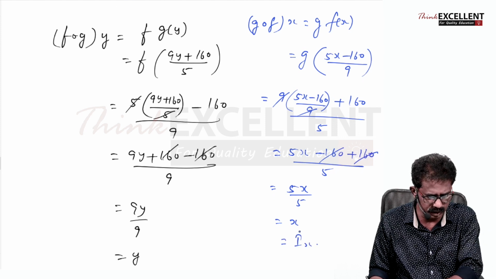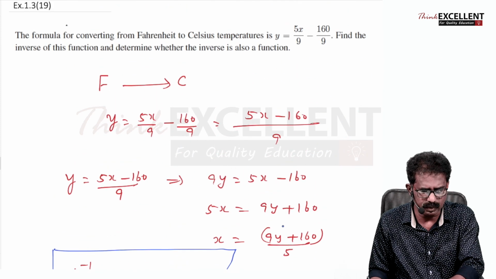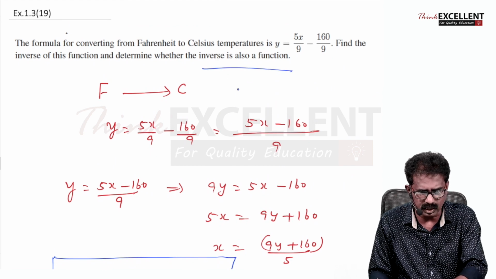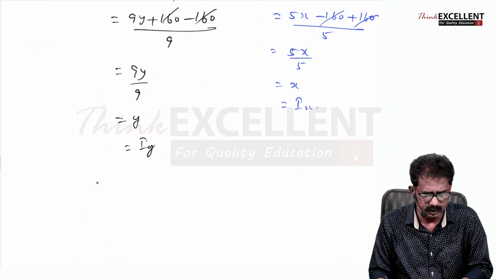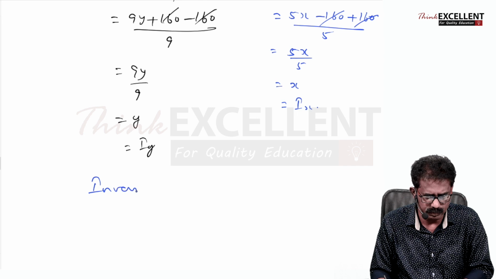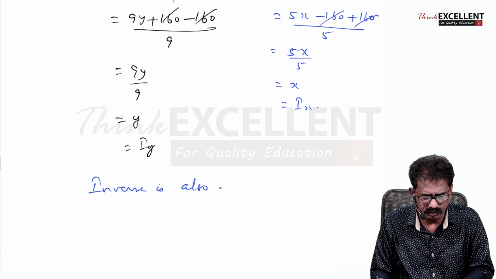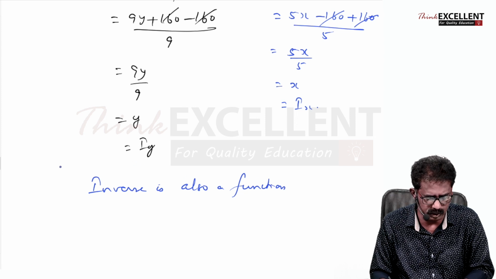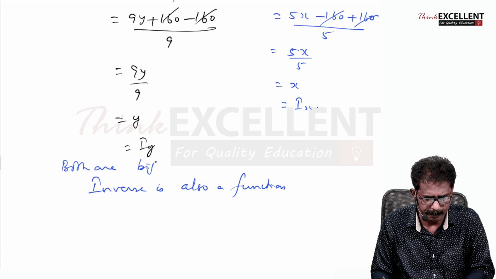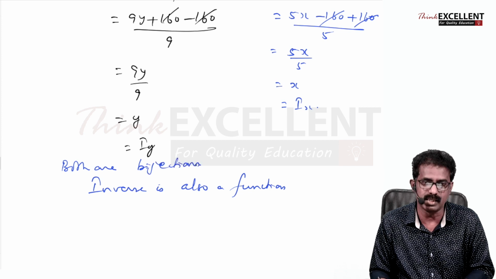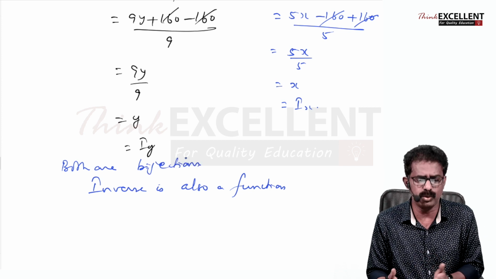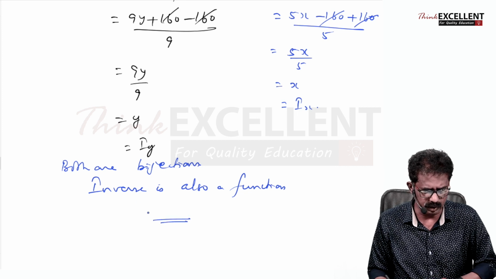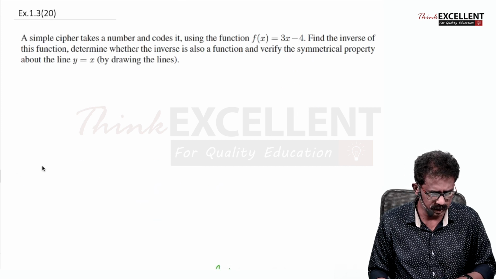Okay, so both the values you got. So you can say, check whether the inverse is also a function. Therefore, the inverse is also a function because both are bijections. Bijections means they are one-one and onto, so definitely it's a function only. Okay, just one more question.